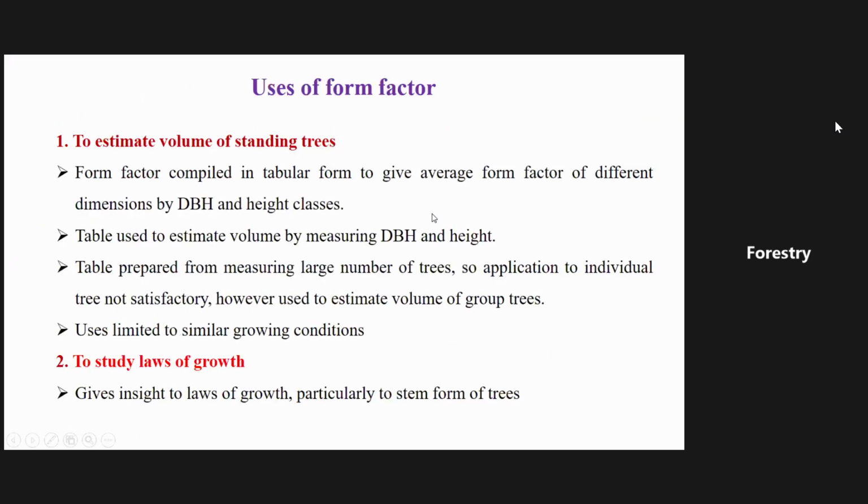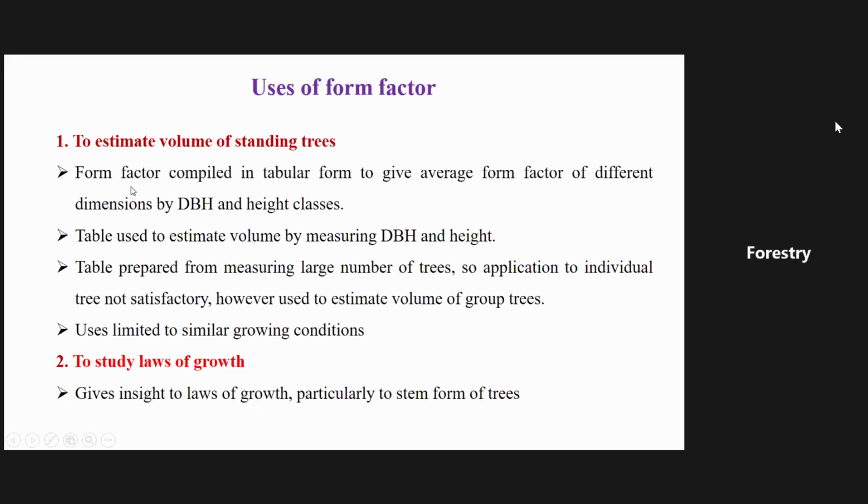Next, we'll move on to some uses of the form factor. Mainly, the form factor is used to estimate the volume of standing trees and also to study the law of growth. Law of growth means the increment: trees grow from year to year, and from season to season, and the growth varies under different conditions. Mainly the form factor is used to study the laws of growth and particularly the stem forms of the tree. The form factor is also used to estimate the volume of standing trees.